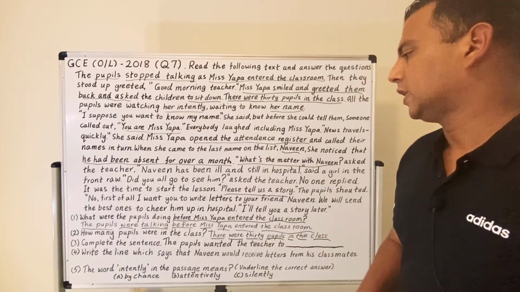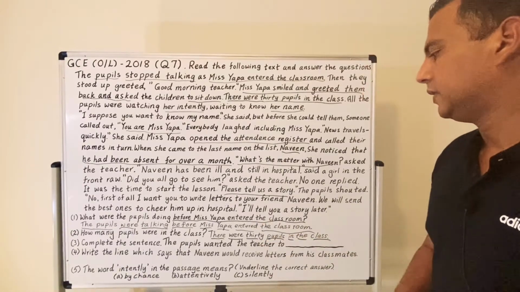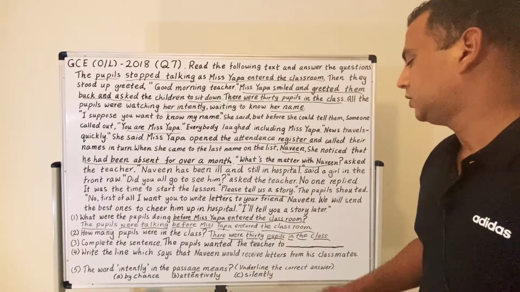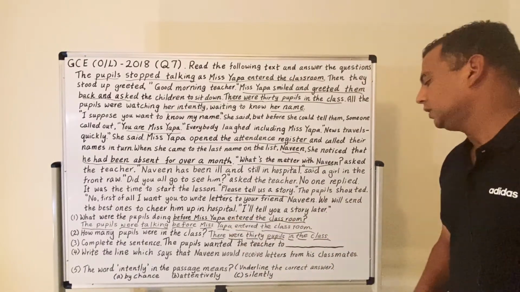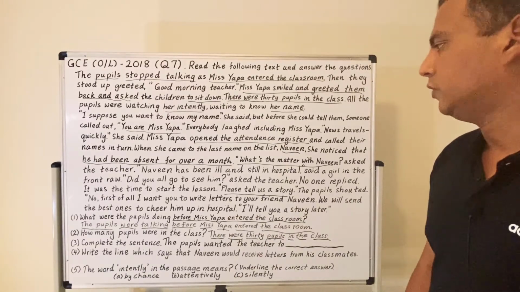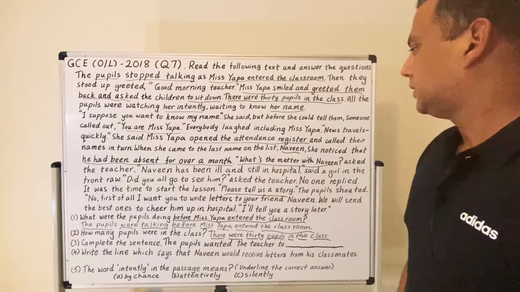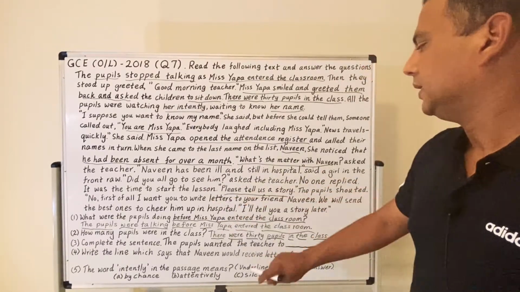In the third question, they expect us to complete a sentence. They have given half of the sentence, and from the knowledge that we gather from this passage, we'll have to complete the sentence. The pupils wanted the teacher to do what? So let's see where we would find that.